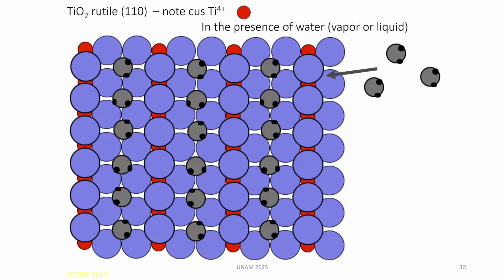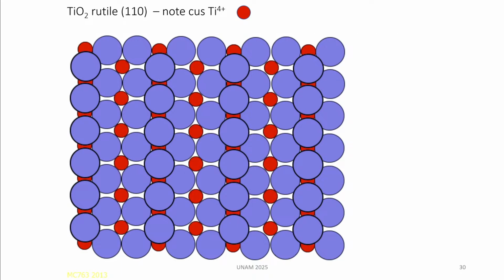Well, these would be the water molecules. And on the surface, the red circles are Ti4+ ions, and the blue circles are O2-. In the structure of bulk rutile, you have the Ti4+ that are surrounded by 6 oxide ions, 4 in this plane, 1 below, which is conserved, and 1 above it, which is not kept when you cut the surface.